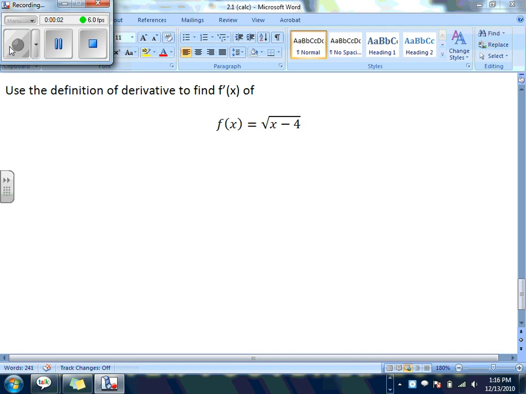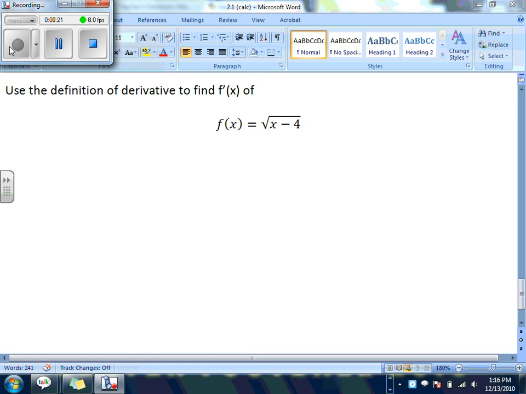All right, here's the last example from our notes for section 1. All I wanted to show you in this one is to remind you, refresh you about rationalizing the numerator. So what we're going to do is use the definition of derivative to find the derivative of f of x equal to the square root of x minus 4.